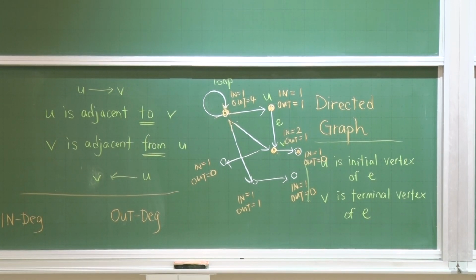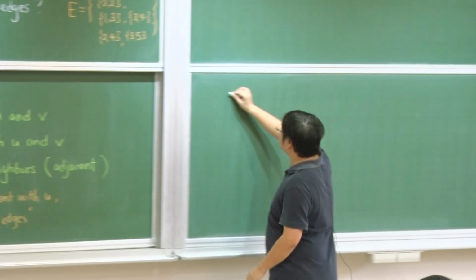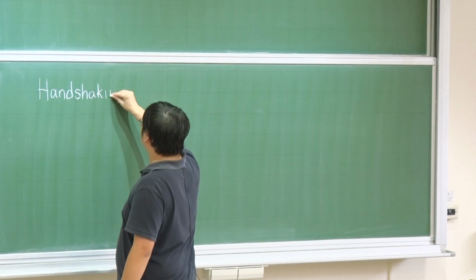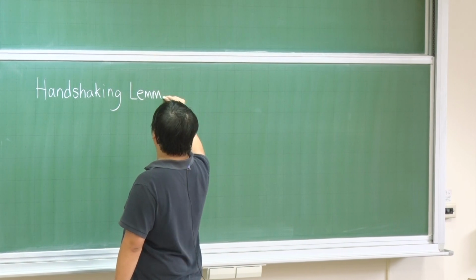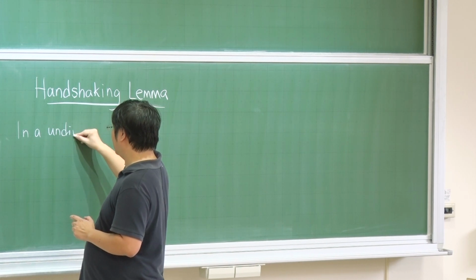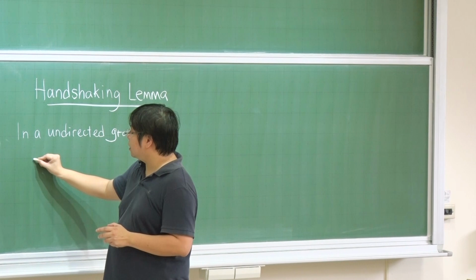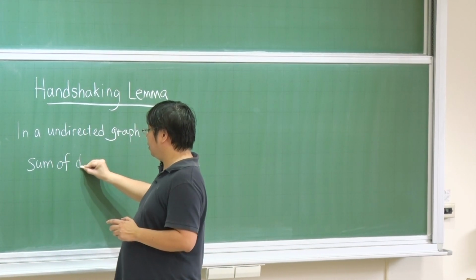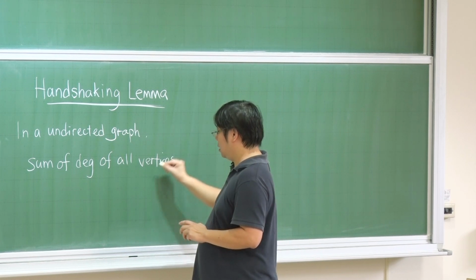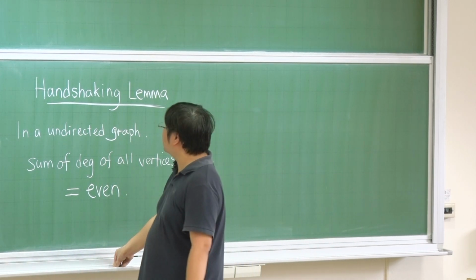The next one is a very easy lemma, but it is useful. The next lemma is called the Handshaking Lemma. The Handshaking Lemma says, in an undirected graph, the total degree, the sum of degrees of all vertices, must be even.